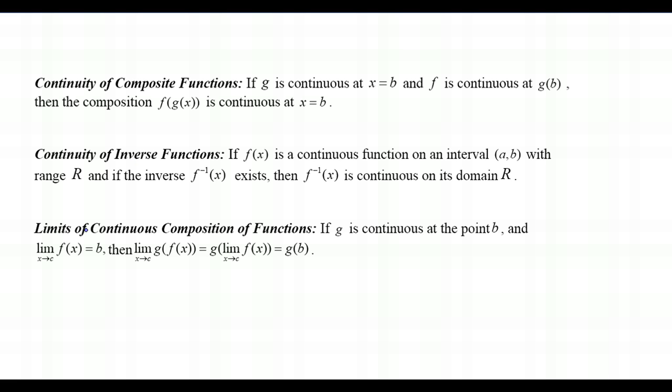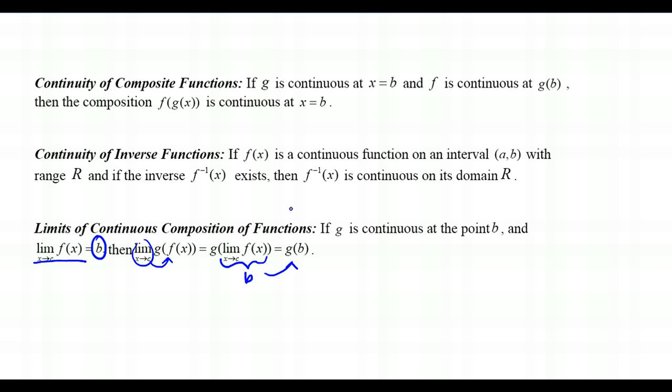And then finally, limits of continuous composition of functions. So if g is continuous at some point b, and the limit as x approaches c of f of x equals b, then the limit as x approaches c of g of f of x equals g of the limit of f of x equals g of b. So what's really happening, if you focus on this last part, is that we can pull this limit into the composition. So the limit of g of f of x became g of the limit of f of x. And then the limit of f of x is b, so this portion here got replaced with a b, and that's where this g of b is coming from.